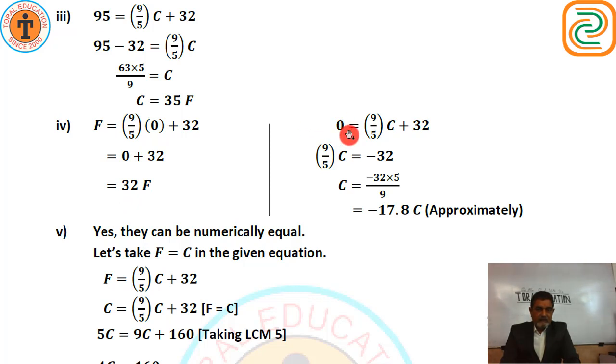And here Fahrenheit is 0. 0 equals 9 by 5 into C plus 32. 32 will go to the left side and it will be negative. So 9 by 5 C equals minus 32. C equals, 5 will go to the upper side, that is in numerator, and 9 will go to the denominator. So it will be in division. So minus 32 into 5, that is 160, minus 160 divided by 9, that is minus 17.8 degrees Celsius approximately, because it is a non-terminating decimal. So I have taken here approximately.